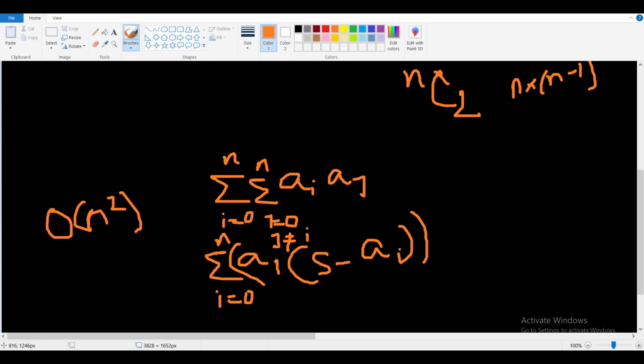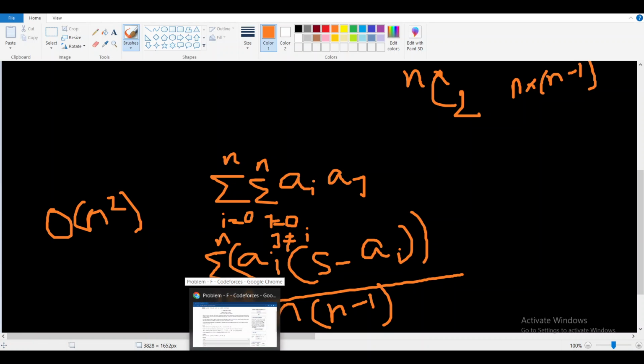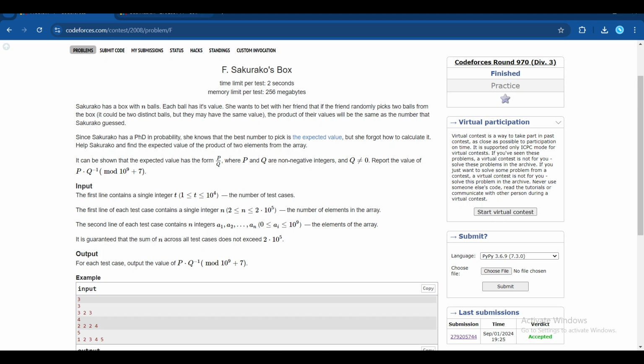We have to find summation of ai into sum minus ai, and after everything is done, we have to divide that by n into n minus 1. So this thing is quite straightforward. We have to find the sum in an order of n loop, and after that we can find ai into s minus ai quite easily. So this problem is solvable in 2 or 3 lines, and the concept is also not that difficult. So let's jump into the code.